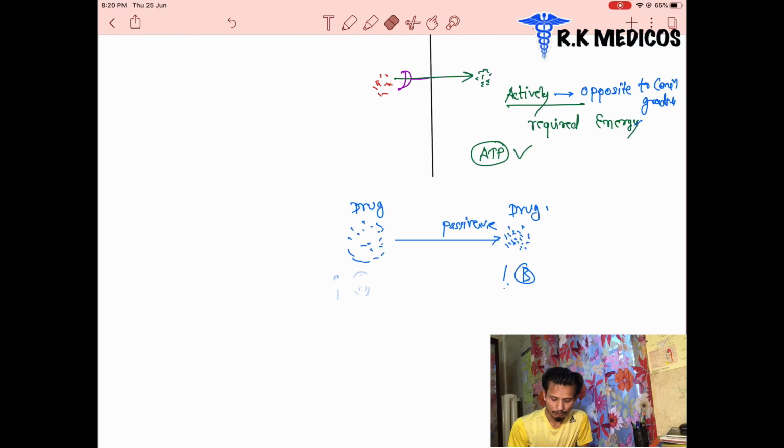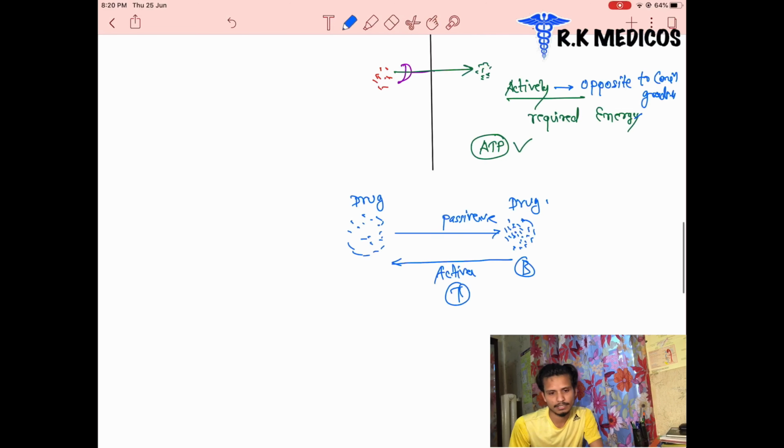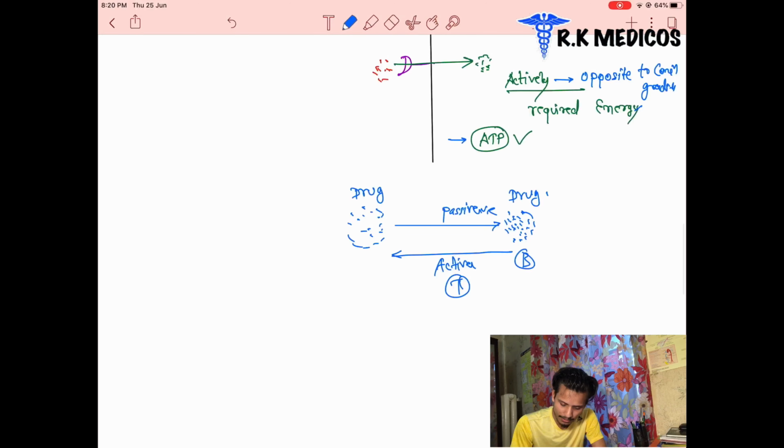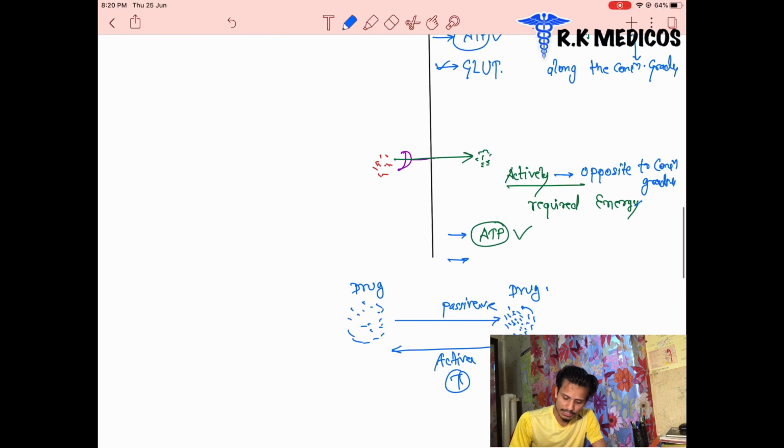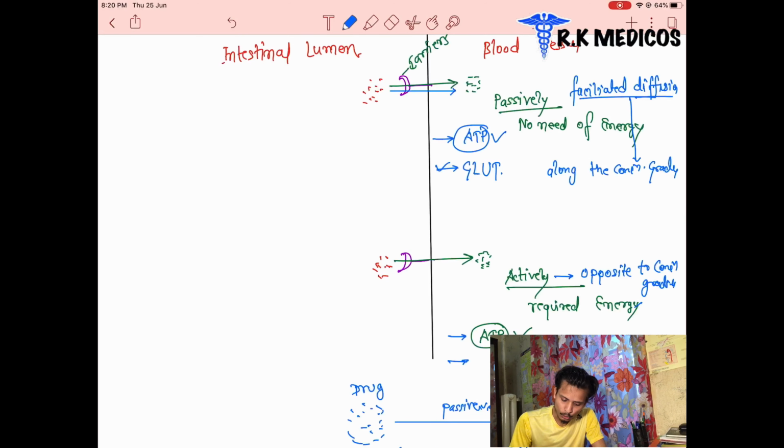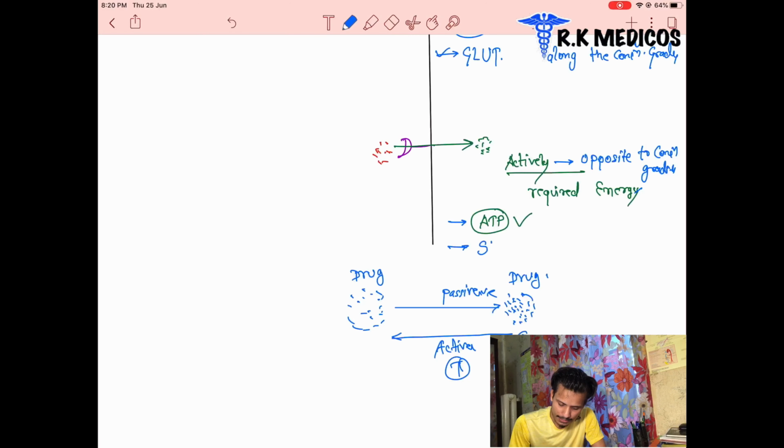But what we are learning now is active transport. It means the movement is from low concentration to high concentration. Active transport is movement opposite to the concentration gradient. That's why ATP is required here. Next point, what are the examples? Here the example is GLUT receptors. And here the example is SGLT receptors, sodium glucose linked transporter.